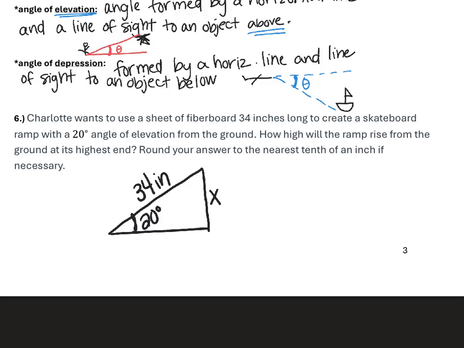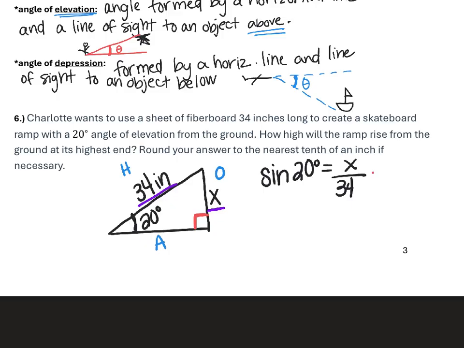Once we have our sketch, we can label our sides. We have a hypotenuse because this is a right angle. The ground to that height is perpendicular. So we have our hypotenuse, we have a side that is adjacent to 20, and we have a side that is opposite. So we're looking for x, and we have 34. Which trig ratio should we be using? We have opposite and hypotenuse. Good, so we're going to use sine of 20 equals opposite over hypotenuse. So x over 34.